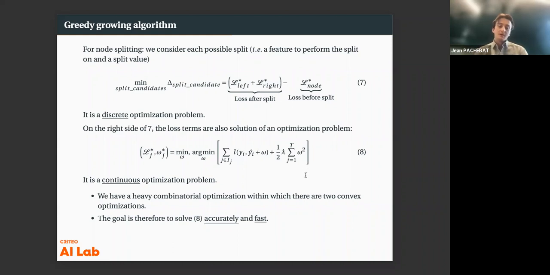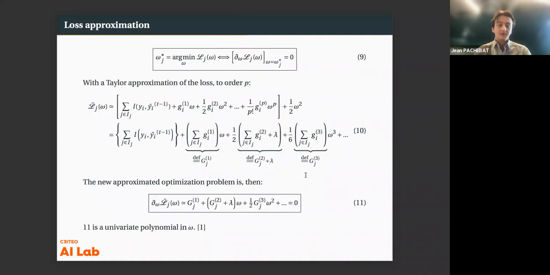So the key takeaway is the two following points. We have a heavy combinatorial optimization within which there are two convex optimization problems. So the main goal is therefore to find a way to solve 8 very accurately and very fast to have a very quick search over the possible split candidates. So how do we do this?